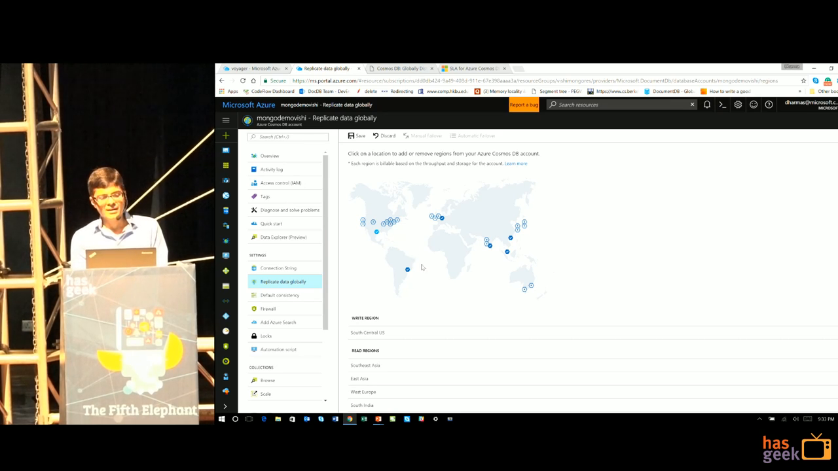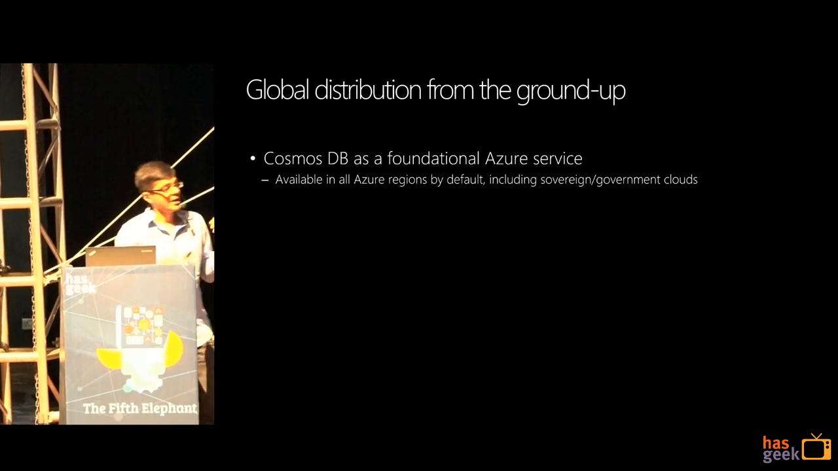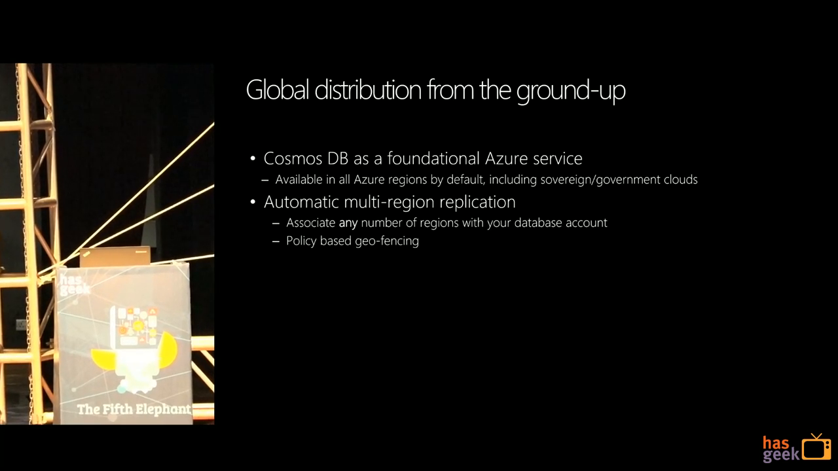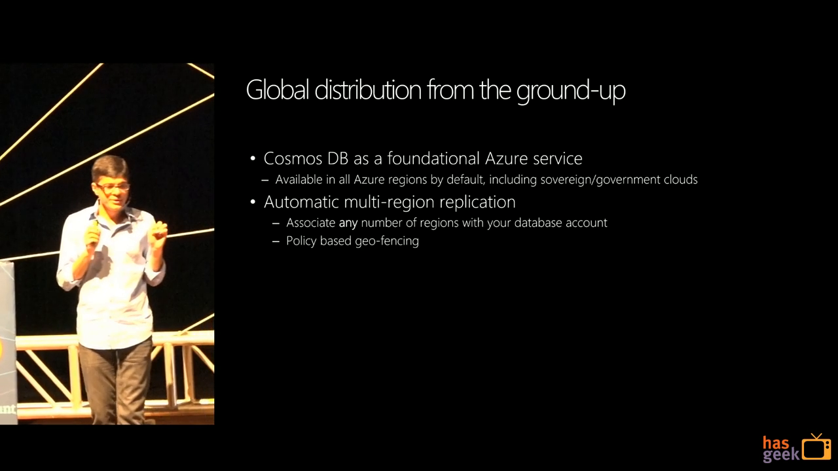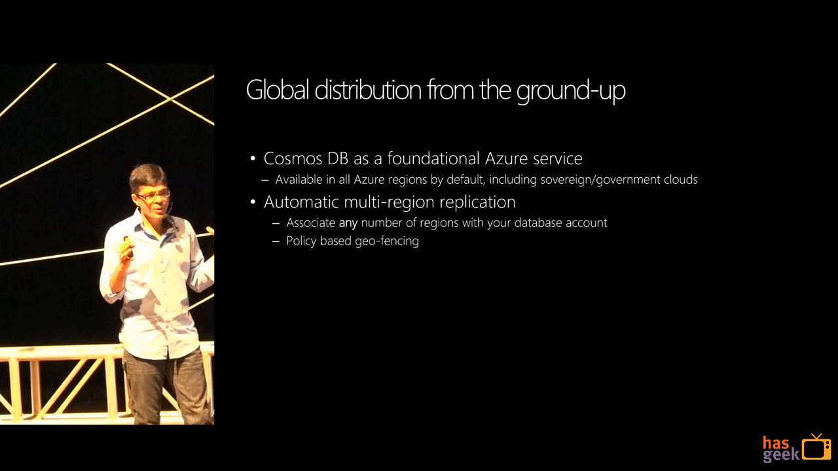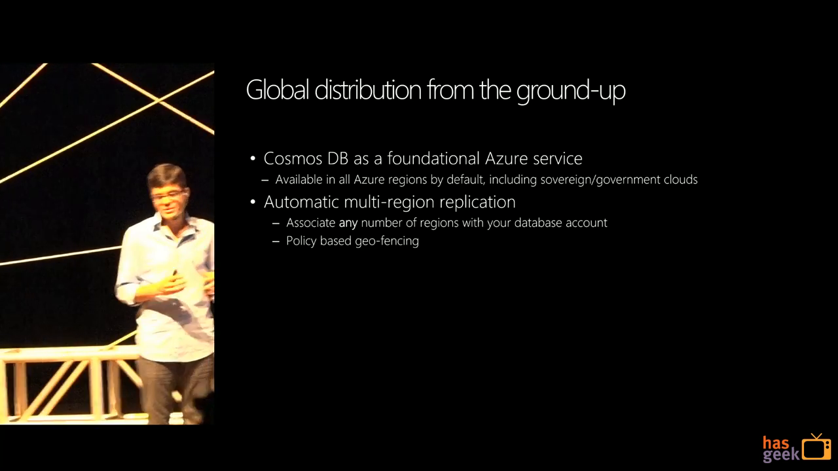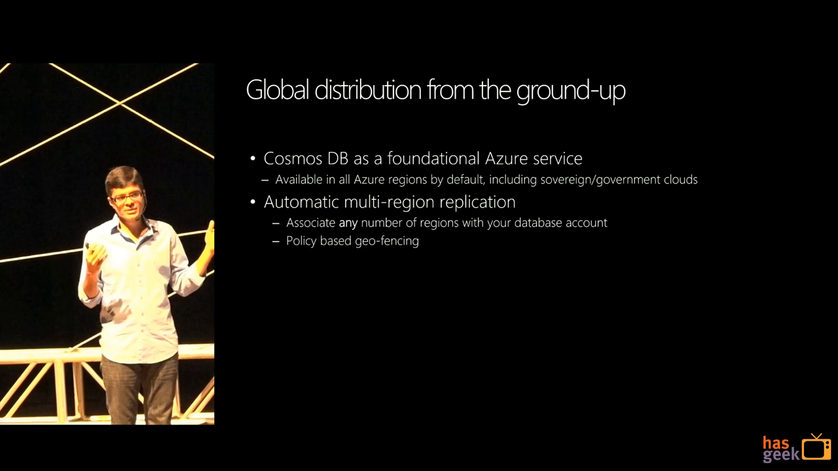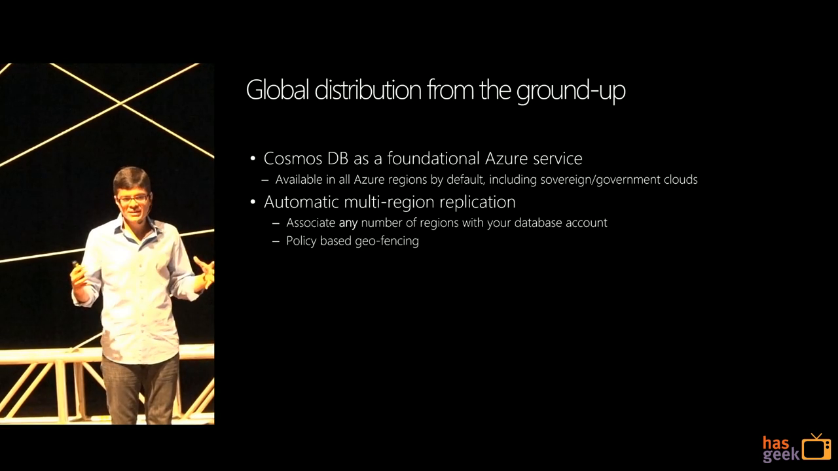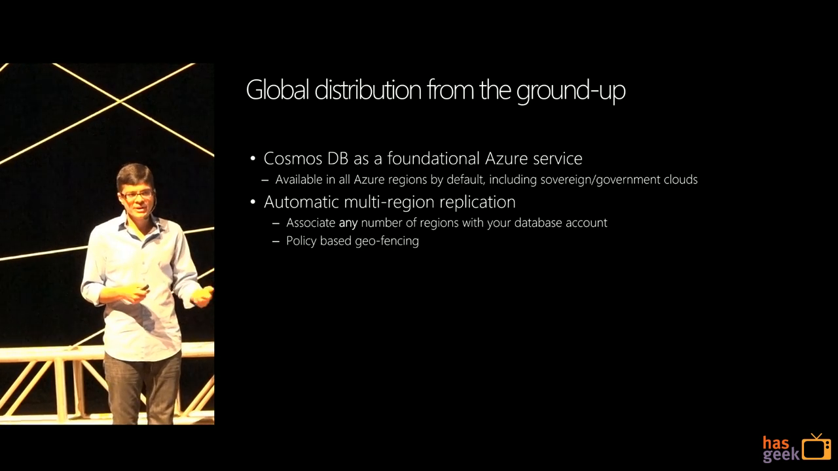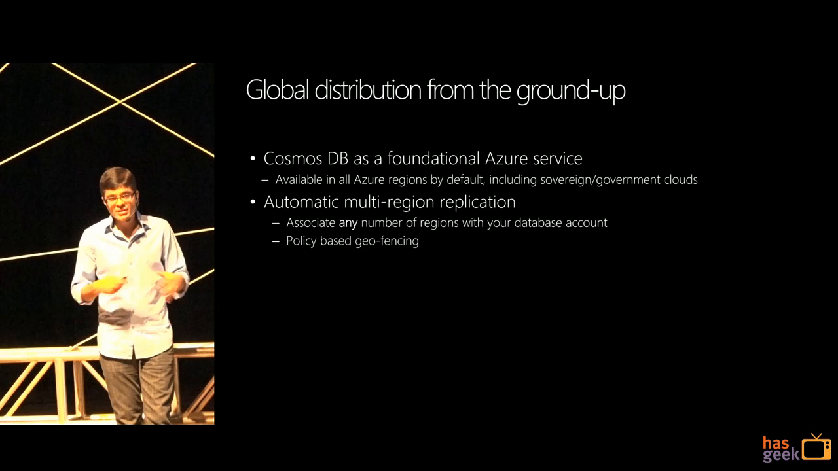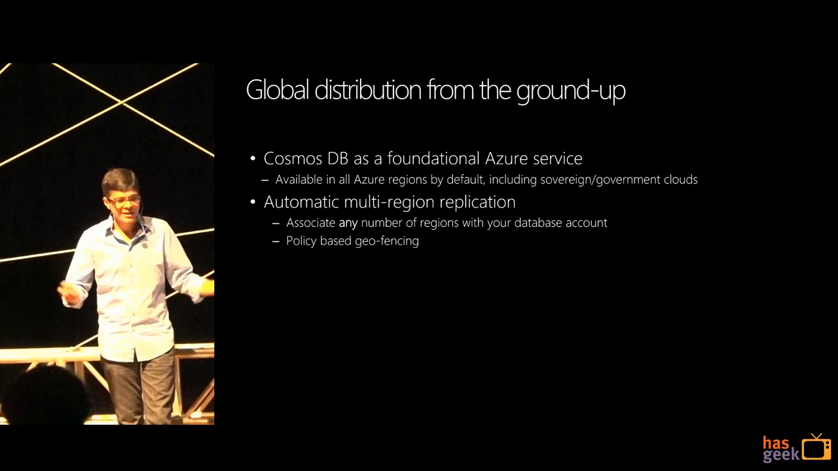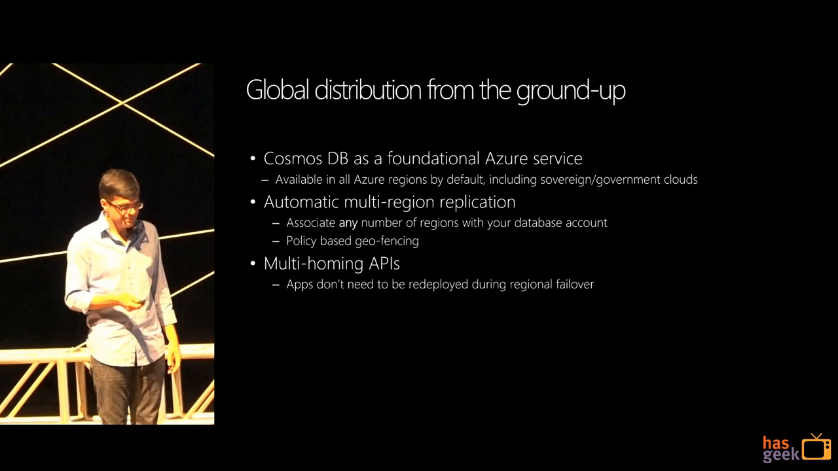Once I add it and I save it, it's going to add this new region. And then the data will automatically start replicating from this point on. This is as easy as it gets. That's what I mean by turnkey global distribution. So you can associate any number of regions with your database instance, and you can even restrict what regions you want to replicate or constrain your data replication. So if you're in sovereign clouds like government clouds or China or Germany, and you want your data not to leave that country or that sovereign domain, you can also configure a policy that restricts it. But in general, you can simply distribute your data by selecting the map of the world.